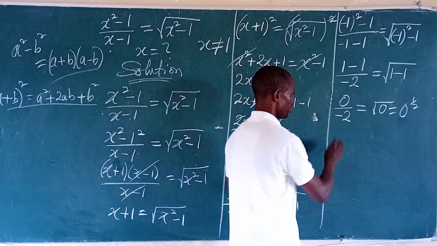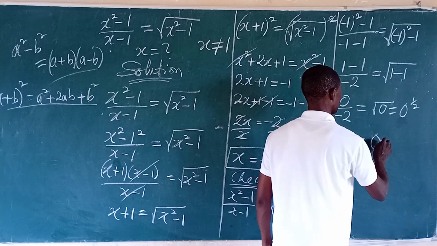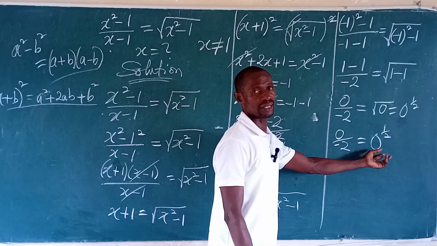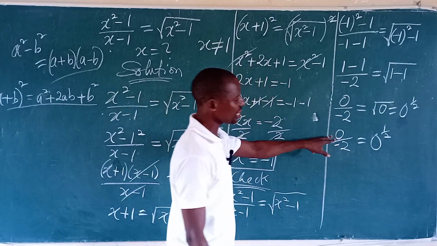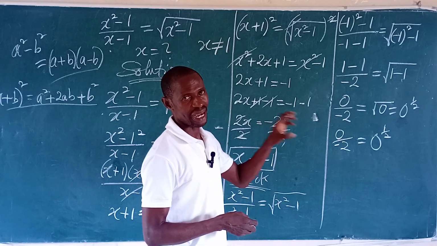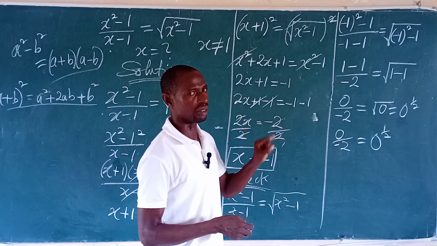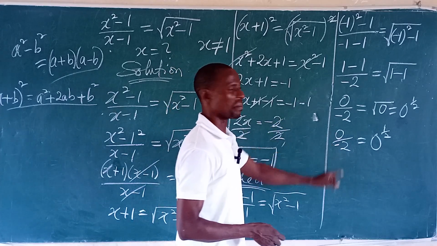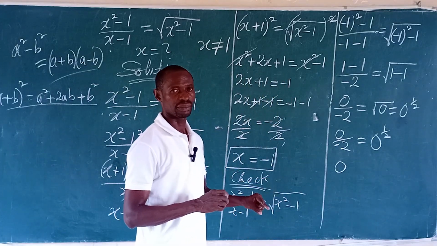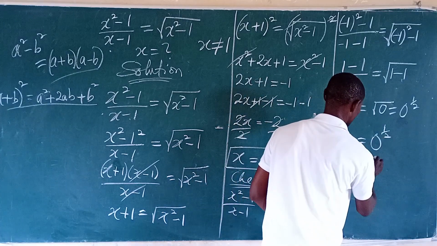Now on this other side, we are having 0 all over minus 2 equal to 0 to the power of 1 all over 2. So this side, we have ascertained that this is going to give us 0. Then on this other side, we are now having 0 all over minus 2. There is a difference between minus 2 all over 0 and 0 all over minus 2. 0 all over minus 2 is going to give us 0. But minus 2 all over 0 is going to give us undefined. Okay? Then this other side here is going to give us 0.